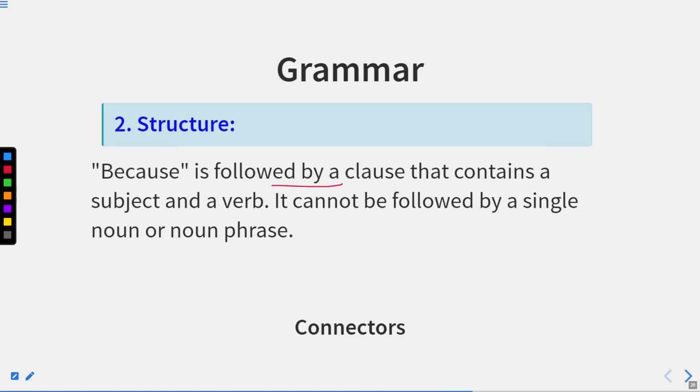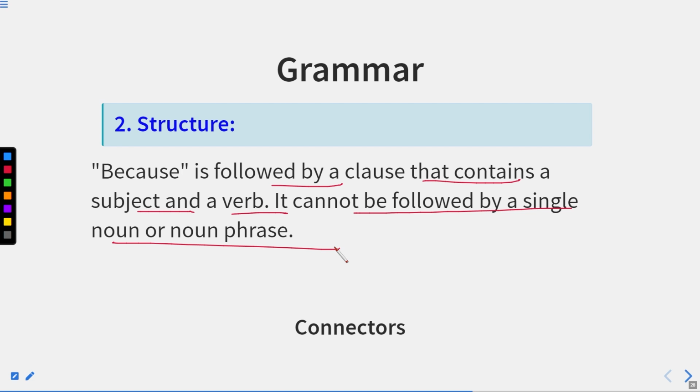Structure: because is followed by a clause that contains a subject and a verb. It cannot be followed by a single noun or phrase. Now, this is very, very important about because. After because, we should have the entire clause. We cannot have only a noun after it. For example, if I say, I did not go there because I was suffering from fever, this sentence is correct. I cannot say, I did not go there because fever.